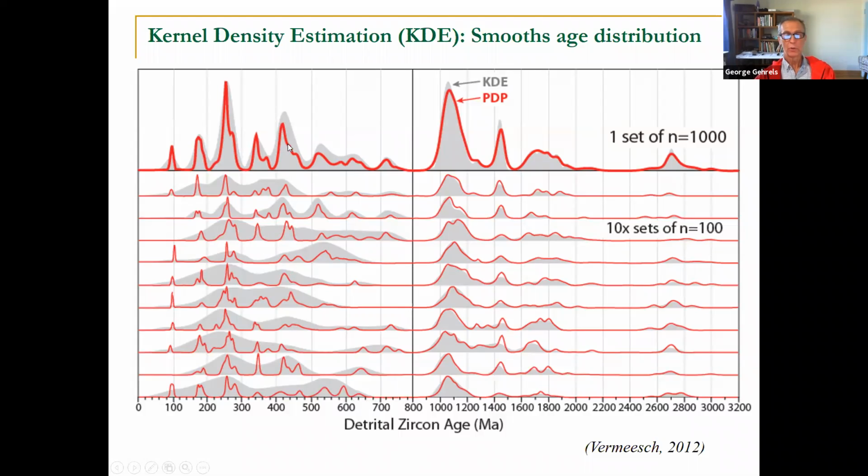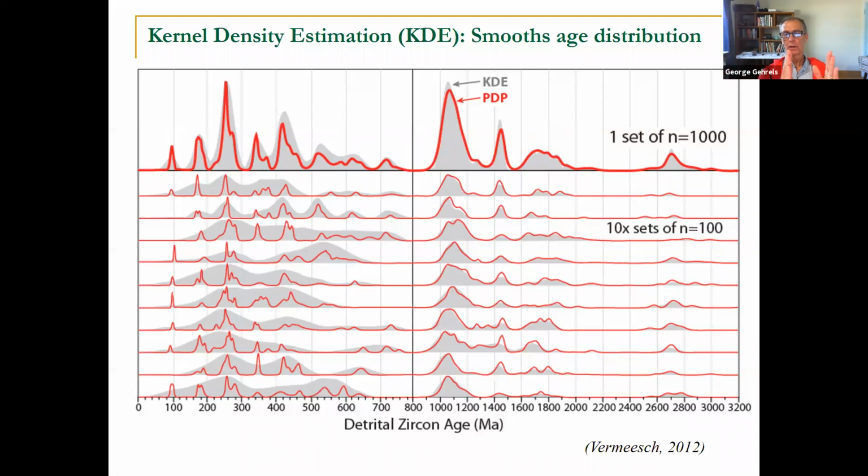And fortunately, when you get to 1,000, the KDE and the PDP pretty much converge. They tell you the same thing. But if you're down here with the 100 analyses or less, the KDE is going to be very different than the PDP. With the KDE calculation software, you can actually change that uncertainty estimation. So you can actually make the gray probability distributions tighter or relax them.